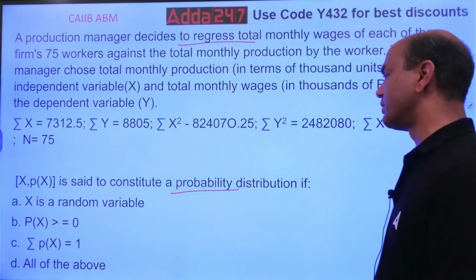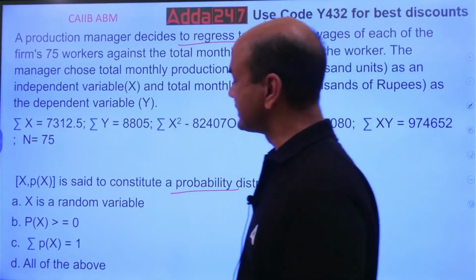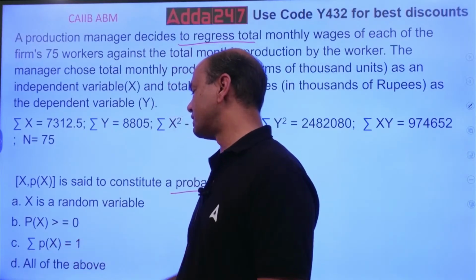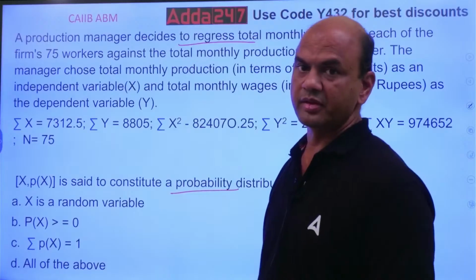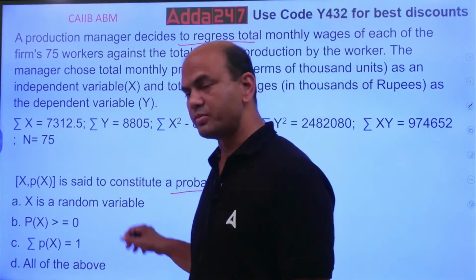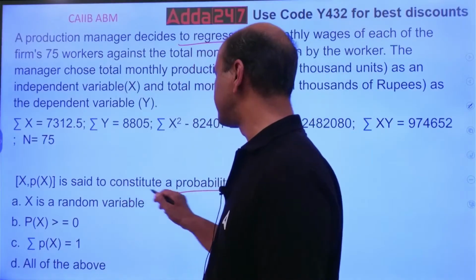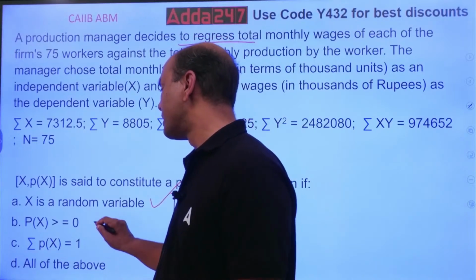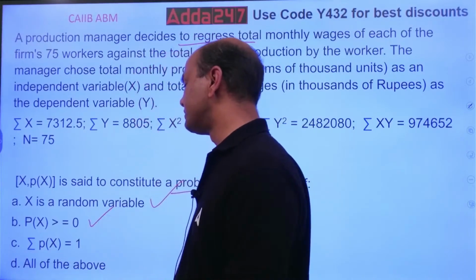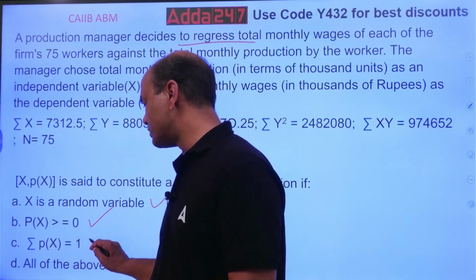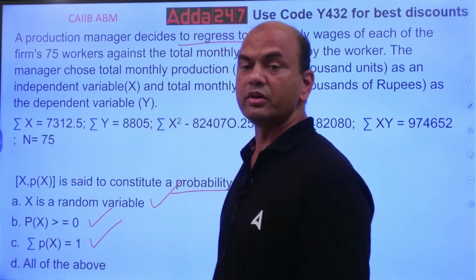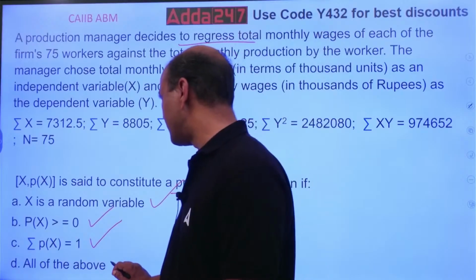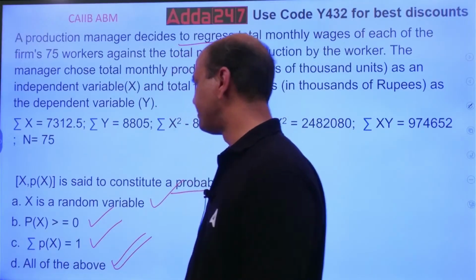X, P(X) is said to constitute a probability distribution if X is a random variable, P(X) is greater than or equal to 0, summation P(X) equals to 1, and all of the above. So the answer for this, kindly note, is probability. So X is a random variable, correct. Probability of X should be greater than or equal to 0. Summation of probabilities of X should always be equal to 1. Means total of probabilities will always be equal to 1. Okay. Then, and all of the above. So the answer is this, all of the above.